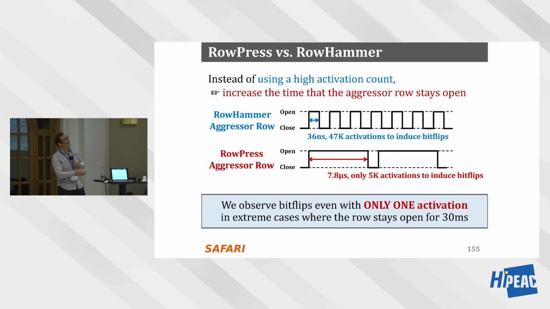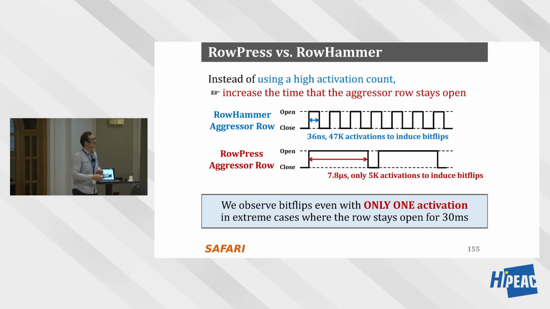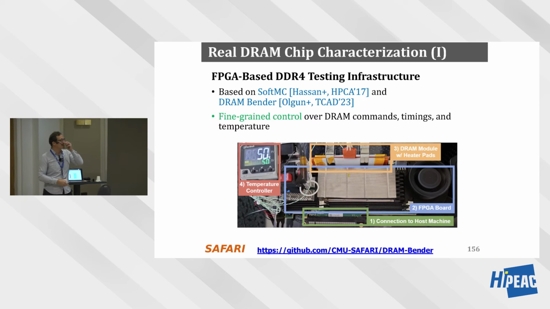So Rowhammer operates this way. You keep activating a row and keeping it open as minimally as possible so that you can cause many activations. Here, RowPress says, oh, keep the row open for longer, and you will cause bit flips with only a much smaller number of activations. So if your mitigation mechanism detects, let's say, 10,000 activations, after 10,000 activations you refresh victim rows, it will not be able to detect this attack, right? That's the idea.